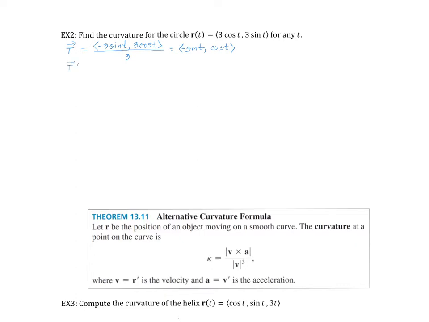Computing the derivative, that's going to be equal to the vector negative cosine, negative sine. Sorry, my pen's not working. So when I compute the magnitude, it's going to be 1, because I'll get the square root of cosine squared plus sine squared.